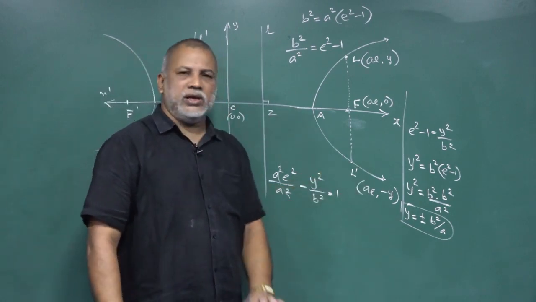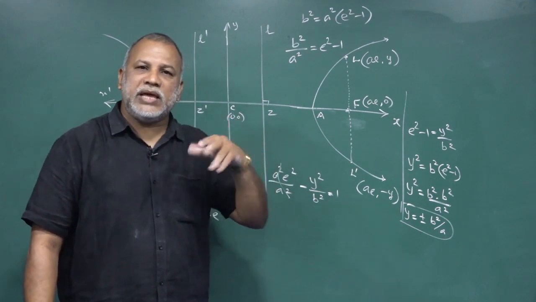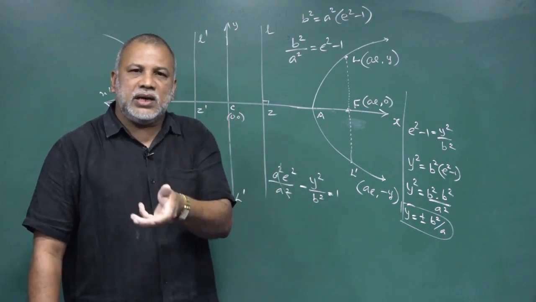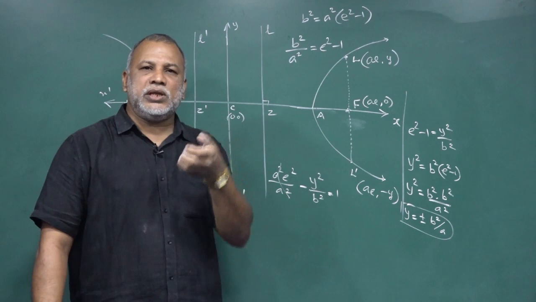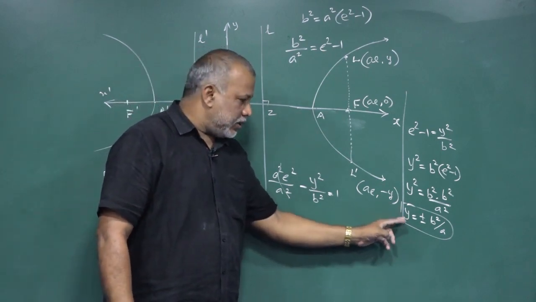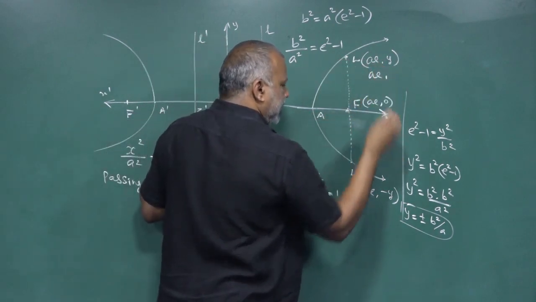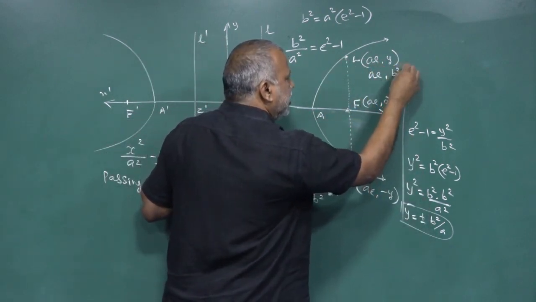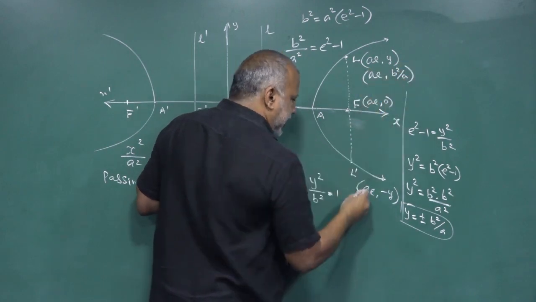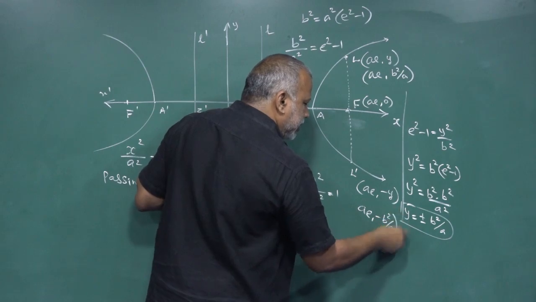So we are able to find the unknown quantity. Just now we worked out a problem; there also one b squared was unknown. We used the point, substituting the point, so the unknown quantity we are able to work out. Here y is unknown. See now this L becomes ae comma b squared by a. Here L dash becomes ae comma minus b squared by a.